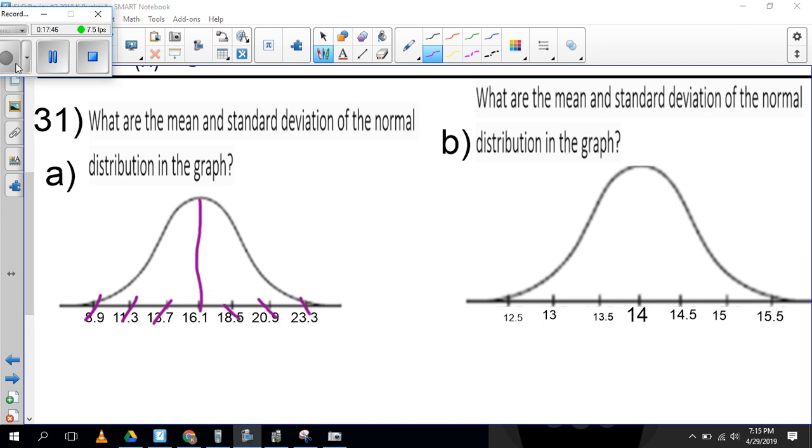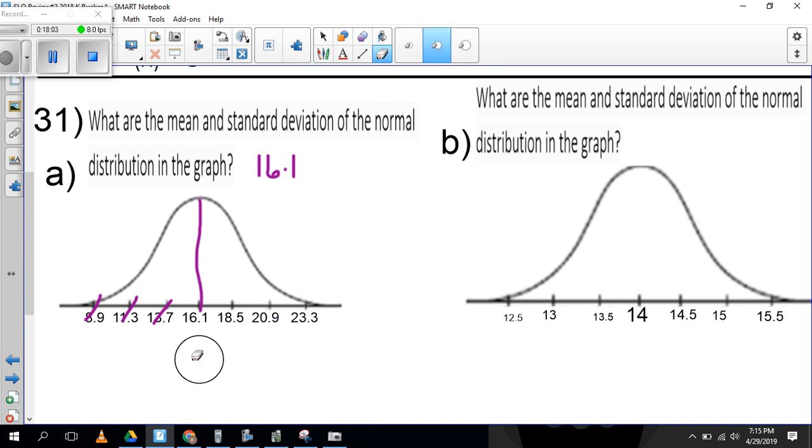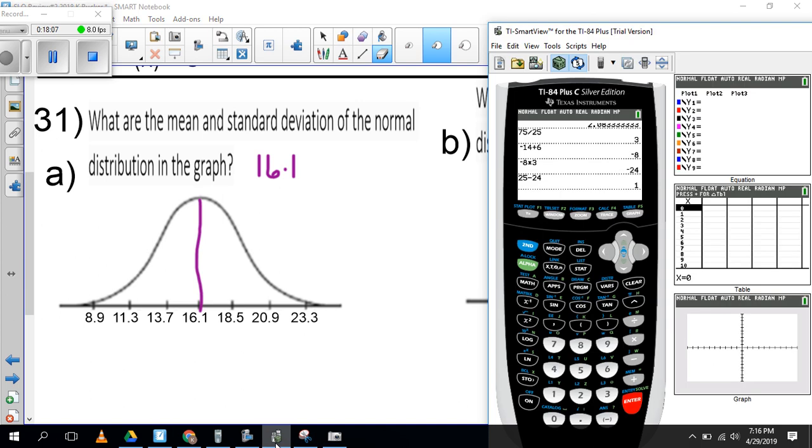Okay, so you can see I got 3 on the right and 3 on the left. So the mean is obvious, 16.1. Now the standard deviation is how far is each number from the mean. So I'm going to erase these little tick marks here.